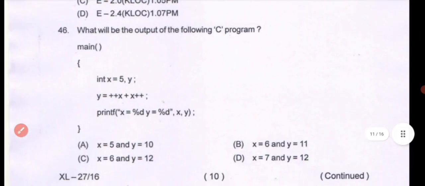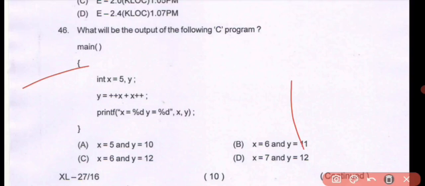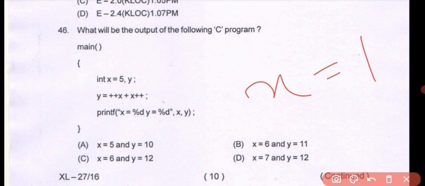Question number 46. What will be the output of the following C program? So, ++x is a pre-increment operator. It increments the value of x by 1 before its value is used in the expression. So, ++x increments x to 6 and then it uses 6 in the expression. x++ is a post-increment. It uses the current value of x, which is now 6, and then increments it by 1. So x++ uses 6 in the expression and then increments x to 7.